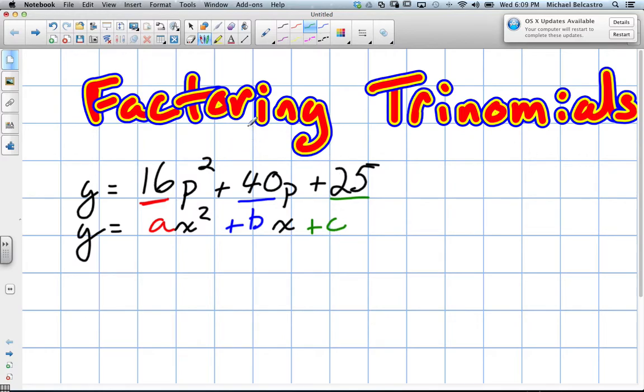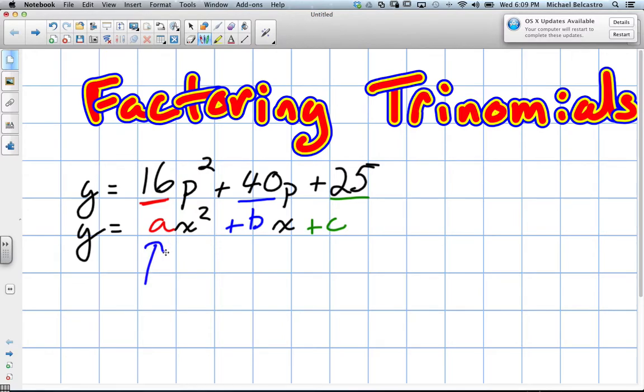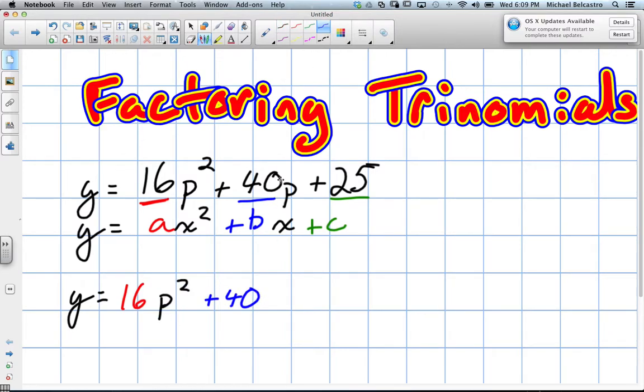Now, in the method we're going to do, we find all of the factors of our a. So we're going to look for the factors of 16. I'm actually going to rewrite this below in a different color. So we have 16p squared, oh sorry, in the question it's p, and it doesn't matter what the variable is, right? So 16p squared plus 40p plus 25. Good. So we've distinguished them with our colors. We're going to find all the factors of 16.